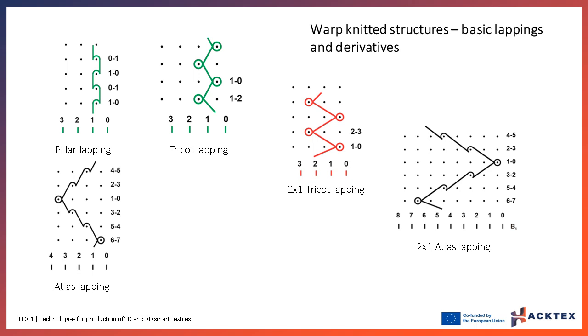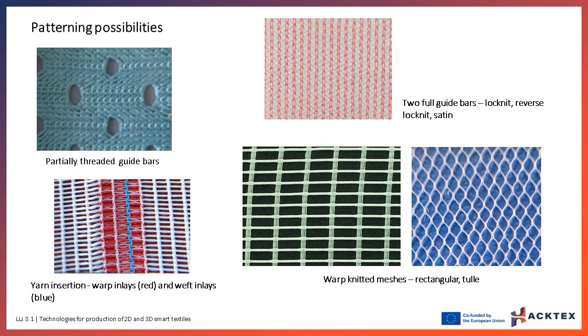Tricot lapping means a yarn will form stitches alternatively on two neighboring needles, while for atlas lapping, the yarn forms stitches in at least 3 wales. Derivatives for tricot and atlas are characterized by the fact that stitches are formed on non-neighboring needles. Warp knitted fabrics produced on tricot machines are made with at least 2 systems of yarns, the most common being locknit, reverse locknit, satin. Partially threaded guide bars patterns, like pin net and fly net, have openings in the fabric, with preset dimensions and shape.